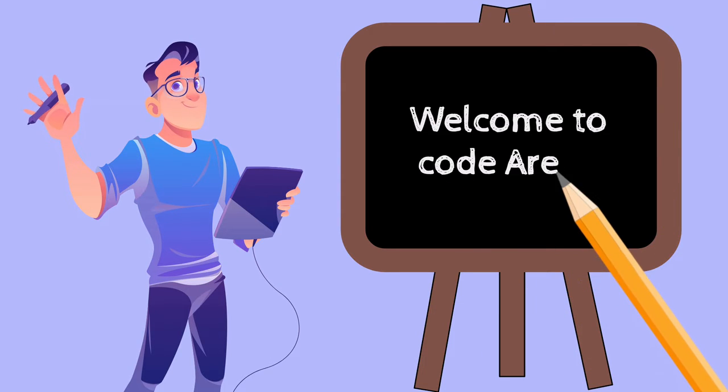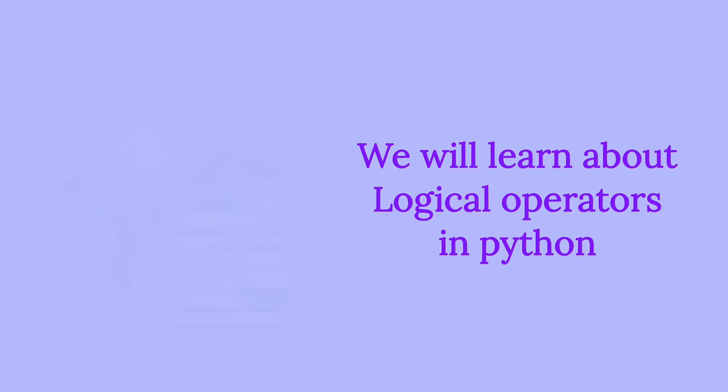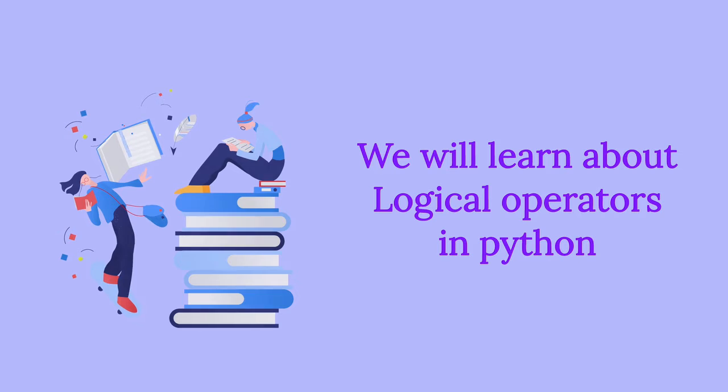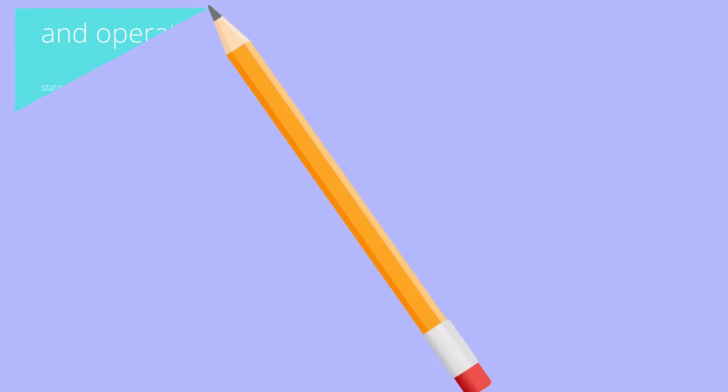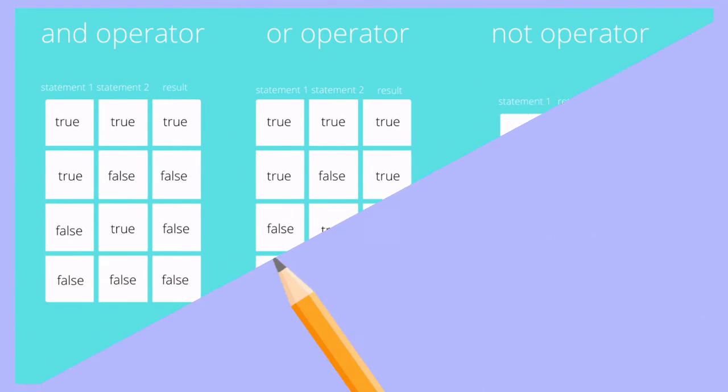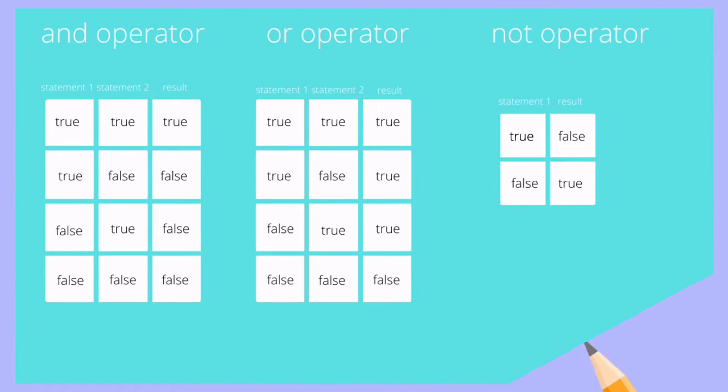In today's video we will learn about logical operators in Python. Logical operators are used to combine conditional statements. Logical operators are used to build complex logic by combining two or more logical conditions. There are three types of logical operator: AND, OR, NOT operator. You may have heard about these operators.